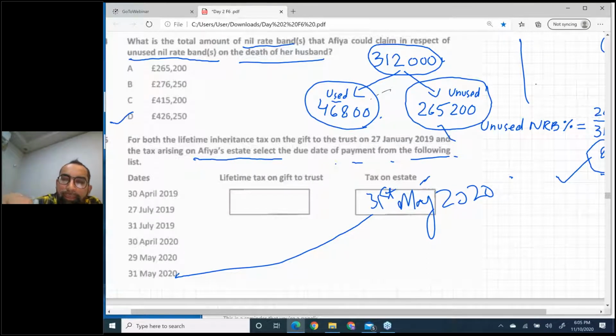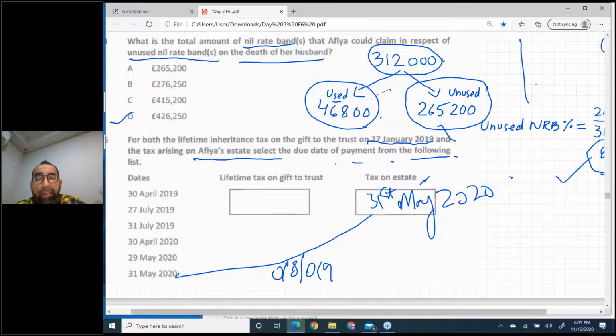First of all, tell me the date of this CLT. The date of this CLT is 27th January 2019. Okay, identify the fiscal year. 27th January 2019 falls in the 2018/19 fiscal year.